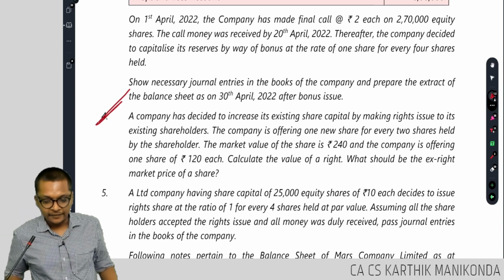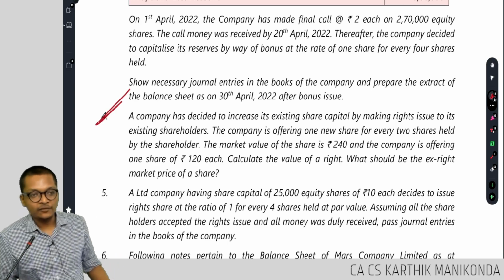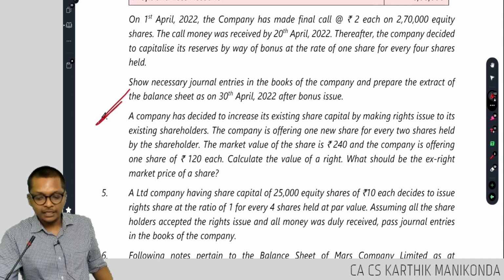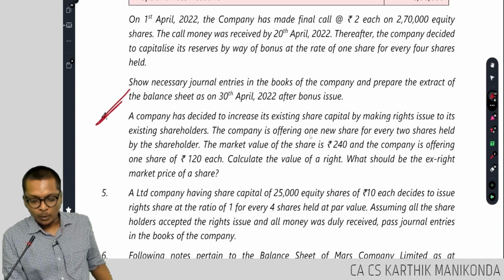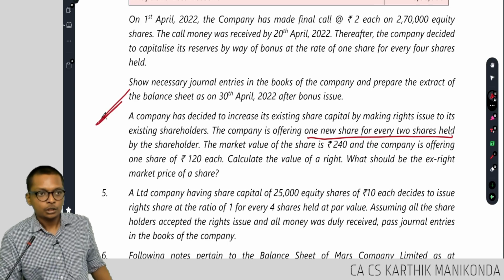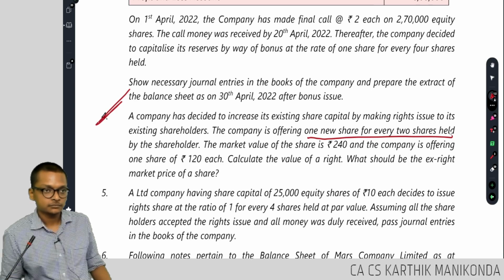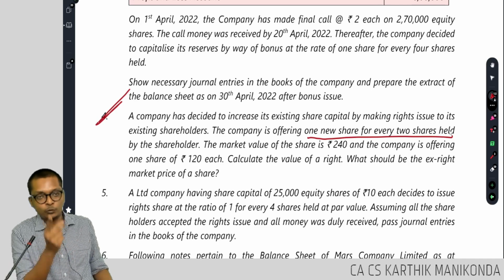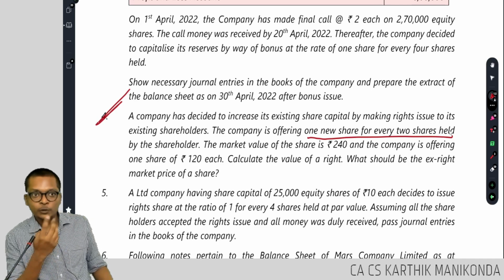Number of shares is not given. So if number of shares is not given, you have to assume. If you have to assume, better to assume what they go in the book. 1 share for every 2 shares held. So you assume you have 2 shares. In that question, 1 for every 4, so we assumed 4 shares. Here 1 for every 2, assume 2.